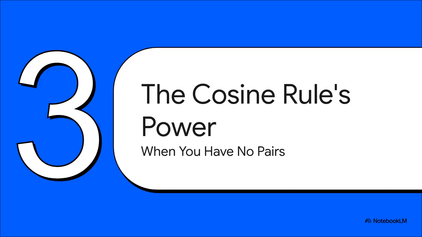That's it. But what if you look at your triangle and you don't have a single complete pair? Not one. In that situation, the sine rule is totally useless. And that's when you reach for the other really powerful tool in your kit, the cosine rule.